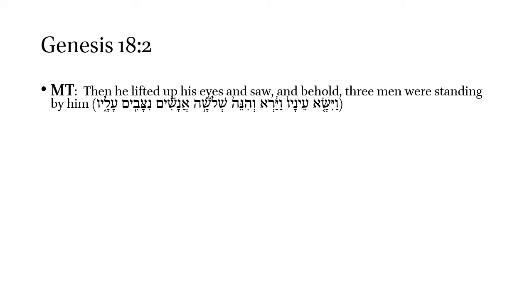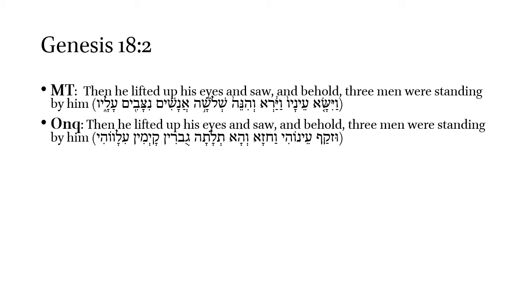Let's just look at a verse here together, Genesis 18:2. Then he lifted up his eyes and saw, and behold, three men were standing by him. That's the Hebrew, the Masoretic text. Here's Targum Onkelos. Then he lifted up his eyes and saw, and behold, three men were standing by him. The English is exactly the same. And if you go word for word comparing the Hebrew and Onkelos's Aramaic, they're also very much the same.